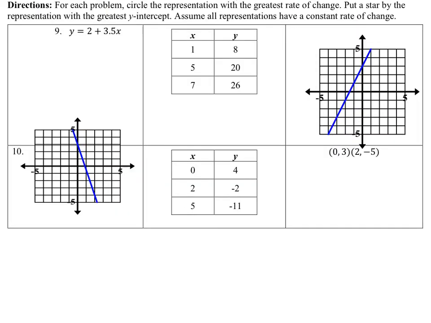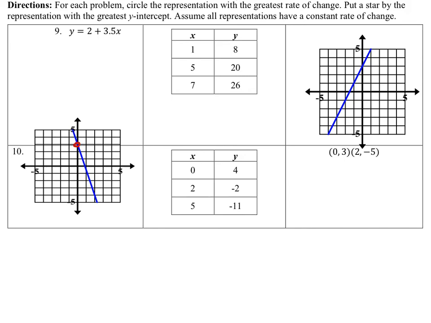For each problem, circle the representation with the greatest rate of change. Put a star by the representation with the greatest y-intercept. Assume all representations have a constant rate of change. So these are all linear. That's nice of them. Let's look at the rate of change for these.